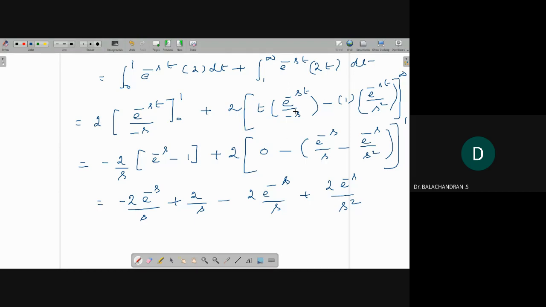Please check whether I made any mistake. You missed one minus sign: minus e power minus s. Yes, I missed this minus. So it is minus into minus, plus. So I think you can cancel these two. What is remaining? 2 by s plus 2 into e power minus s by s square. So this is the final answer.